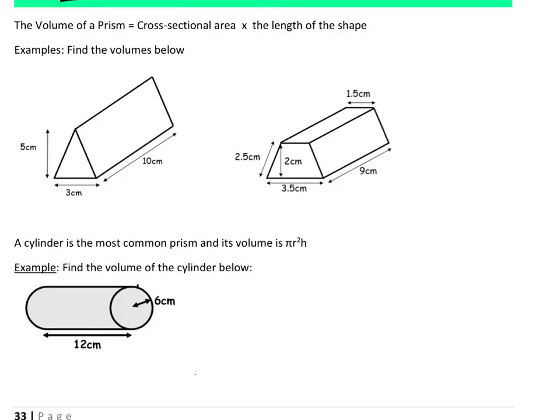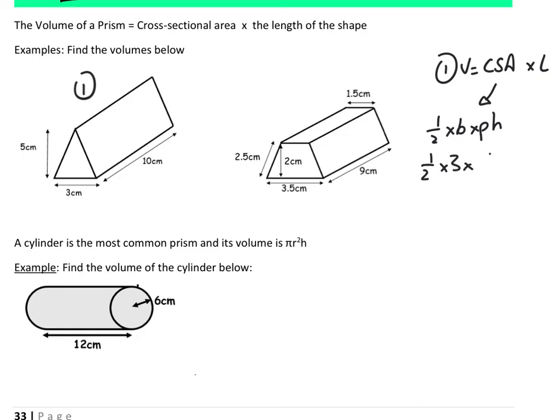Now, to work out the volume of a prism, we multiply the cross-sectional area by the length of the shape. So in these examples, if we look at this one first of all, volume is the cross-sectional area times by the length. The cross-section is a triangle, and to work that out, it's going to be a half times the base times the perpendicular height, which is a half times 3 times 5, which is 7.5 square centimeters.